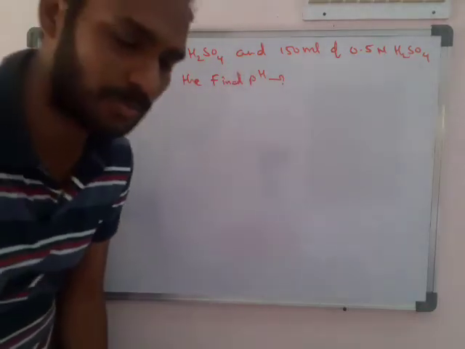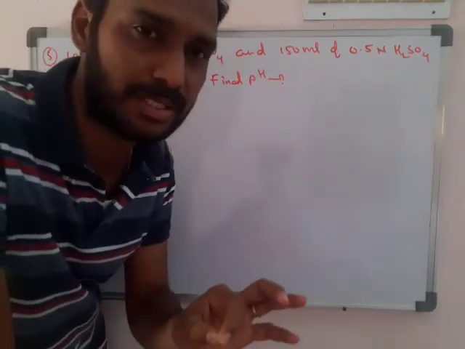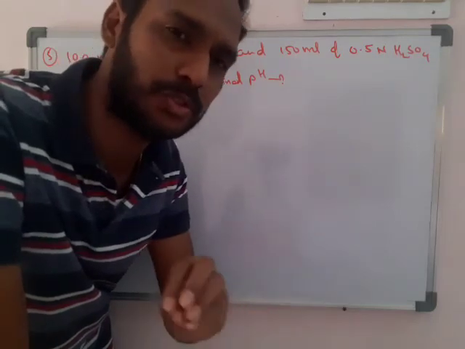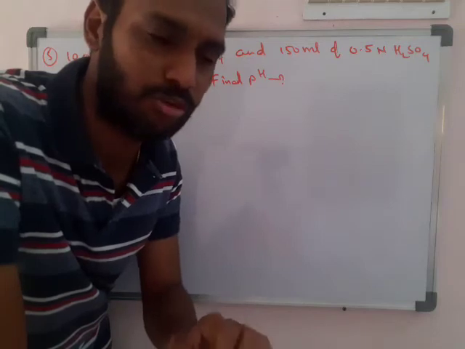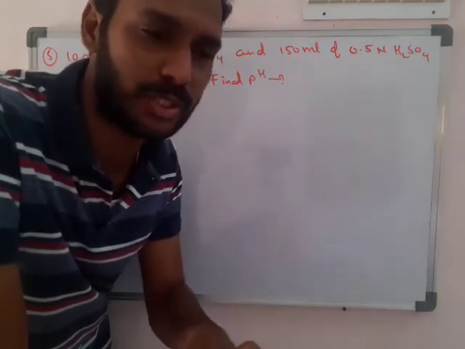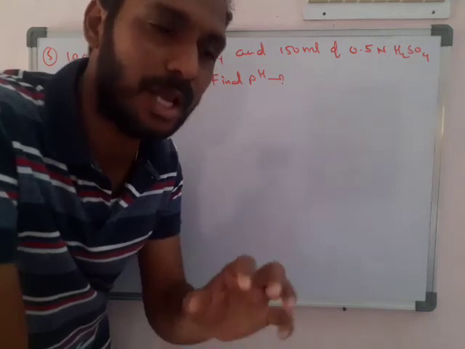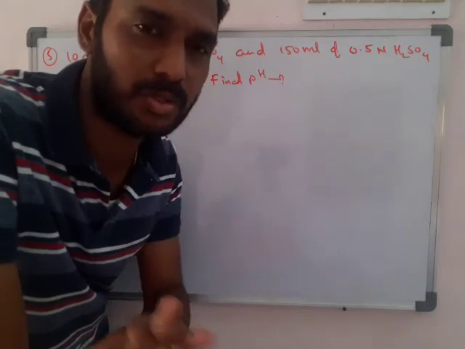Here also both acids are mixed. The important thing is that H2SO4 is actually a dibasic acid, but it is already given in terms of normality, so there is no need to multiply the concentration with the basicity. Generally, if concentration is given as molarity, we multiply it by the basicity and then do the problem. But here it is already given in terms of normality, so no need to multiply it.